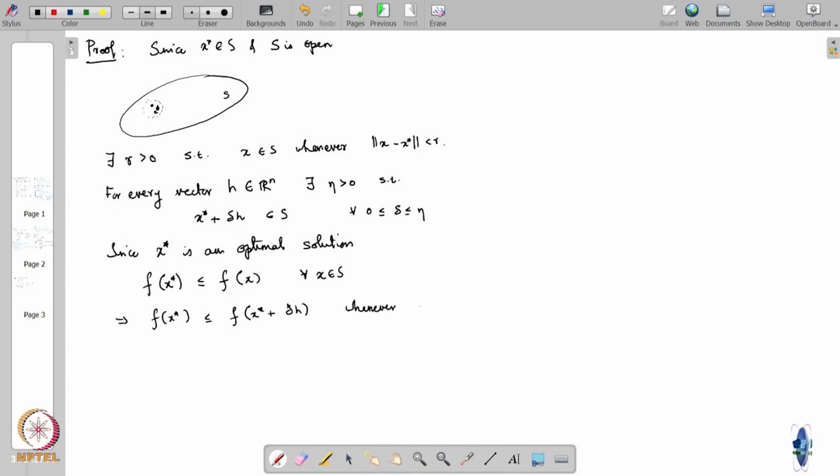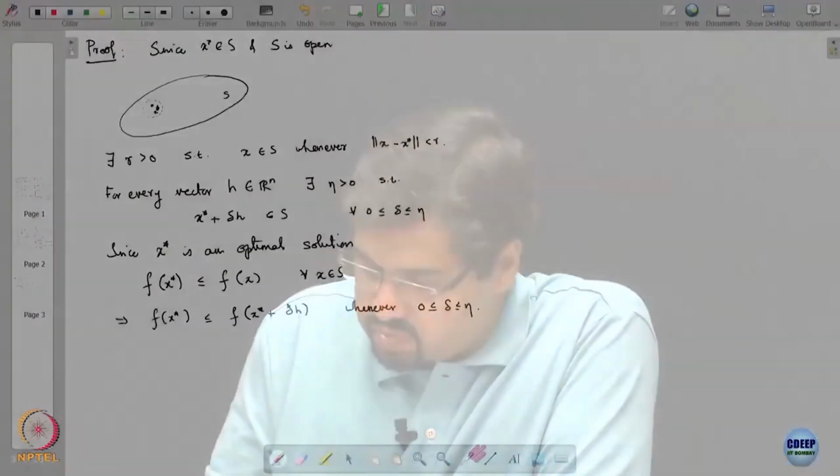Whenever, okay, and now remember that delta is the factor by which you have shrunk the vector h. So, now we are going to make delta smaller and smaller. If delta is smaller and smaller, then x star plus delta h is very close to x star itself, and then we are in the regime of Taylor's theorem. So, what does Taylor's theorem tell you?